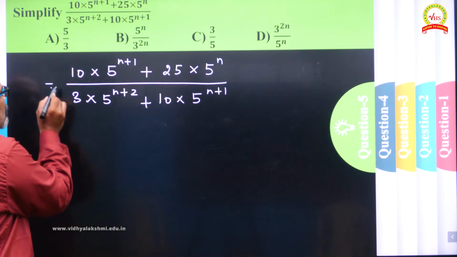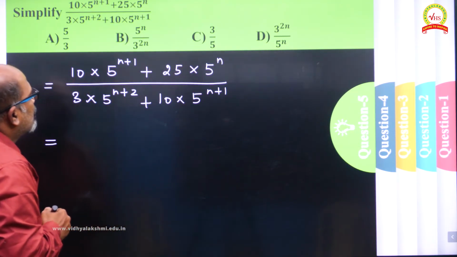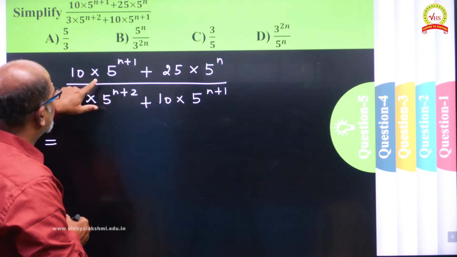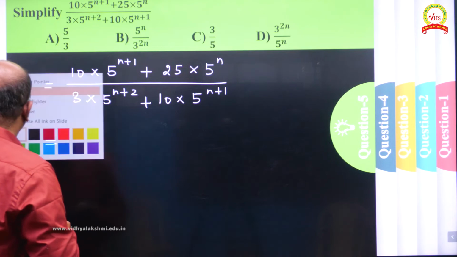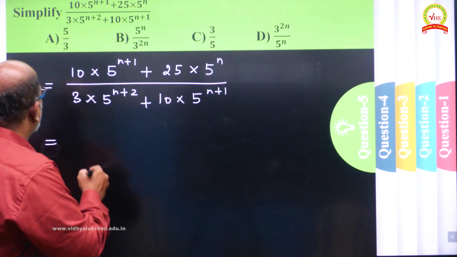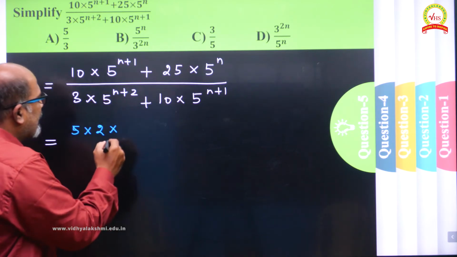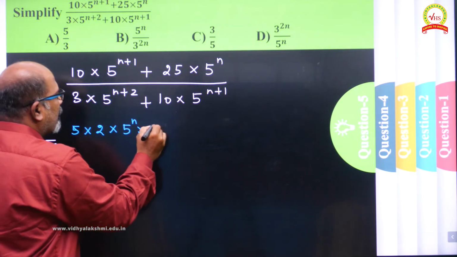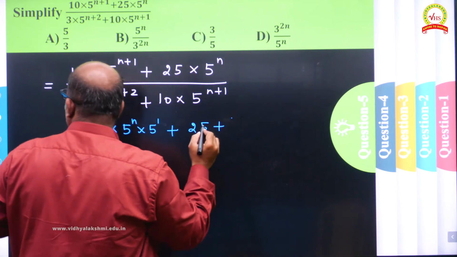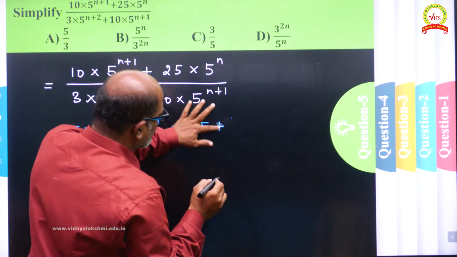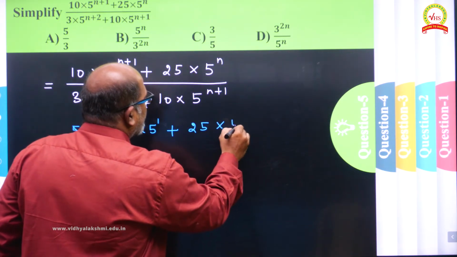Now, I want to see the common factors available in the numerator and denominator to take out. Here we have only 25. I want to express this in the form of this 10, we can write like 5 into 2. This 5 power n plus 1 we can write like 5 power n multiplied by 5 power 1, that is 5. Here this 25 we have, multiplied by 5 power n.